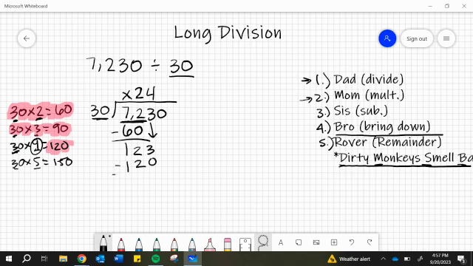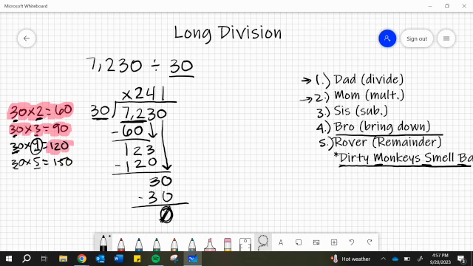And I'm going to subtract after I multiply. I get 3. Bring down the 0 after I subtract, and I have 30. This works out perfectly. How many 30s can fit into 30? Well, I know that's 1 time. And so I multiply 30 times 1, which gives me 30. I'm going to subtract, and I get 0.